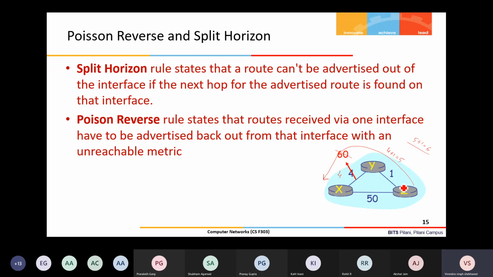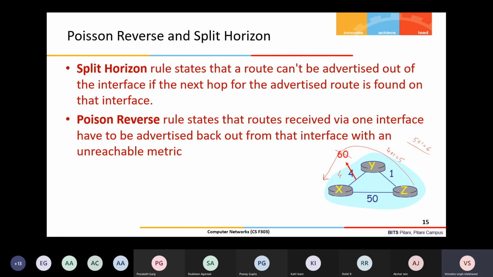So what happens is Z is advertising to Y a route which it learned from Y only. This is the root cause of this problem. Keeping this in mind, two solutions are there. More or less they are the same, and we'll see what the difference is.